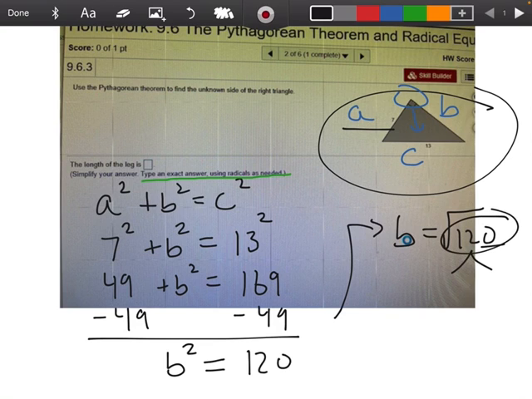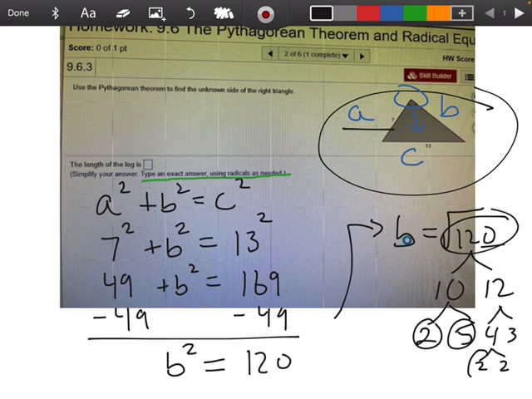I notice that it ends in a zero, so I know I can break it down into 10 and 12, and 10 is 2 and 5, and 12 is, say, 4 and 3, and then 4 is 2 and 2, and so all these numbers are prime numbers now. I'm looking at the bottoms, right? And the square root means that I'm grouping in terms of two. I'm grouping in pairs.